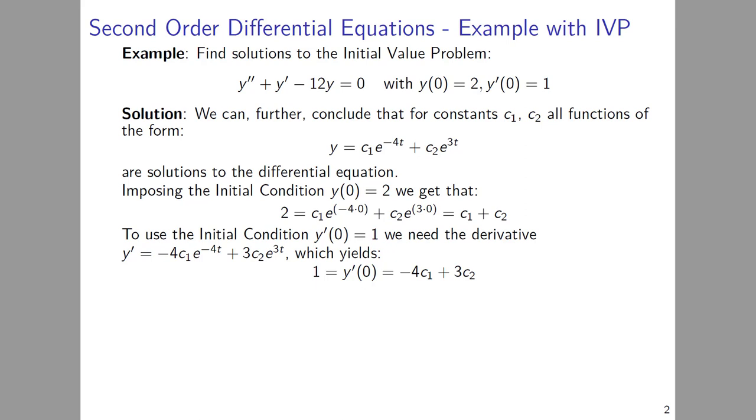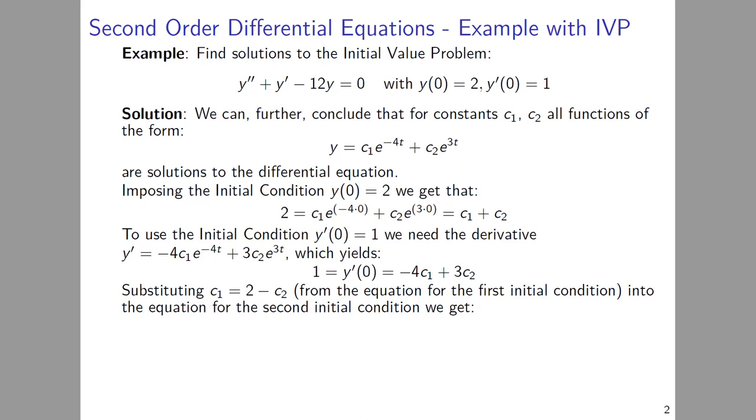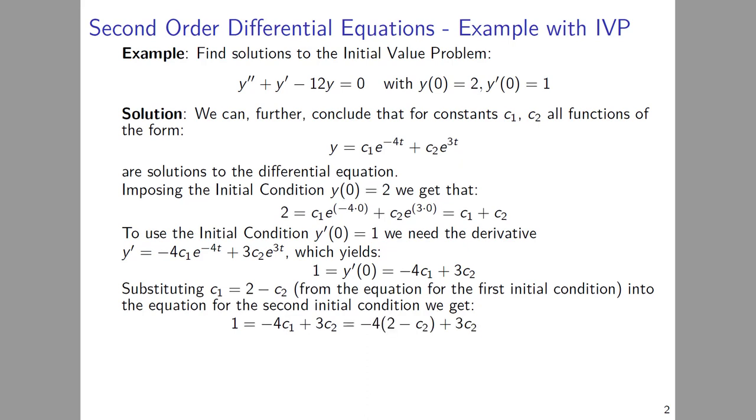And using the equation 2 = c1 + c2 from the first initial condition, we get that c1 = 2 - c2, which can be substituted into the second equation. Doing this, we get that 1 = -4c1 + 3c2, which we'll now rewrite as -4(2 - c2) + 3c2. And simplifying the right-hand side, we'll have -8 + 7c2, leaving us with the equation 1 = -8 + 7c2.